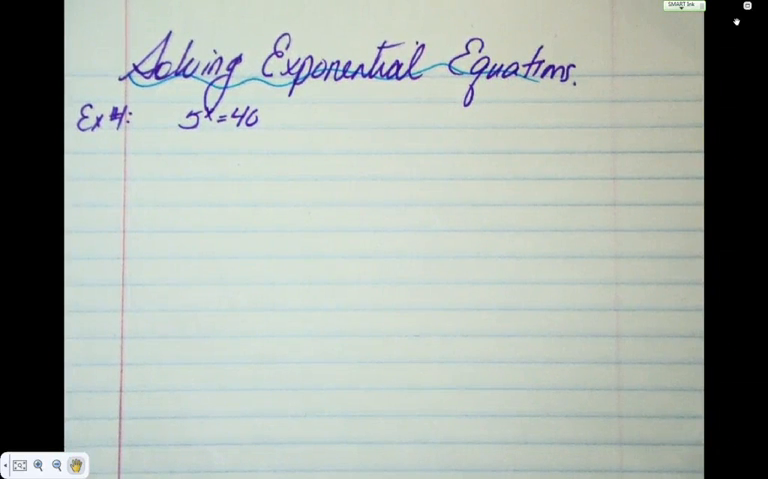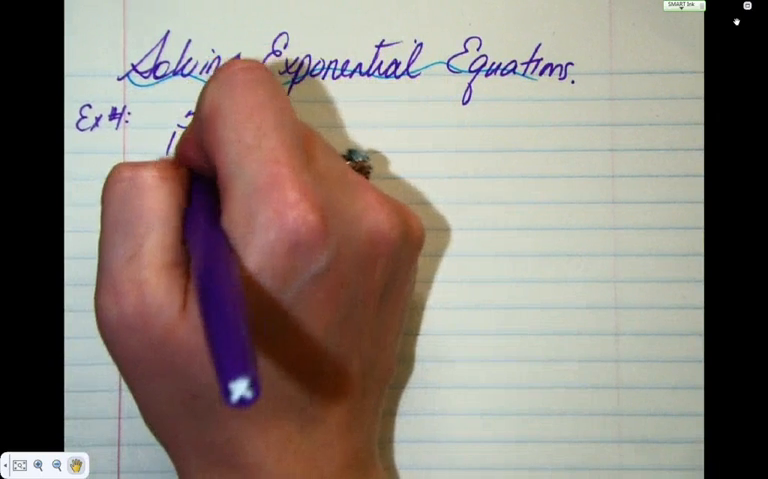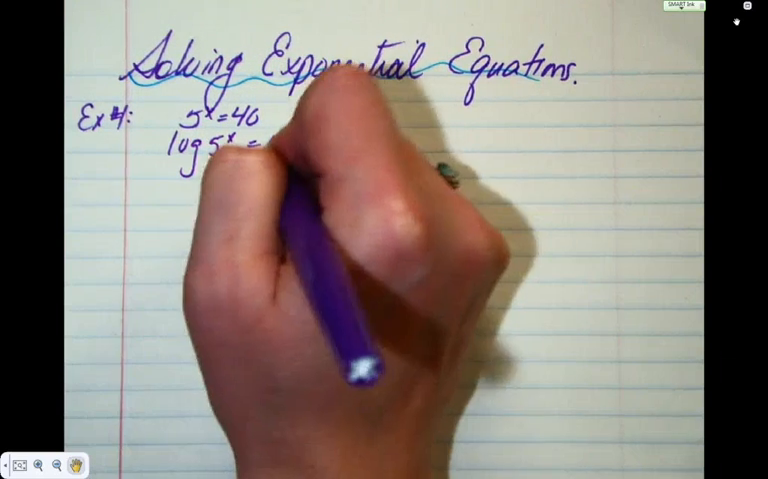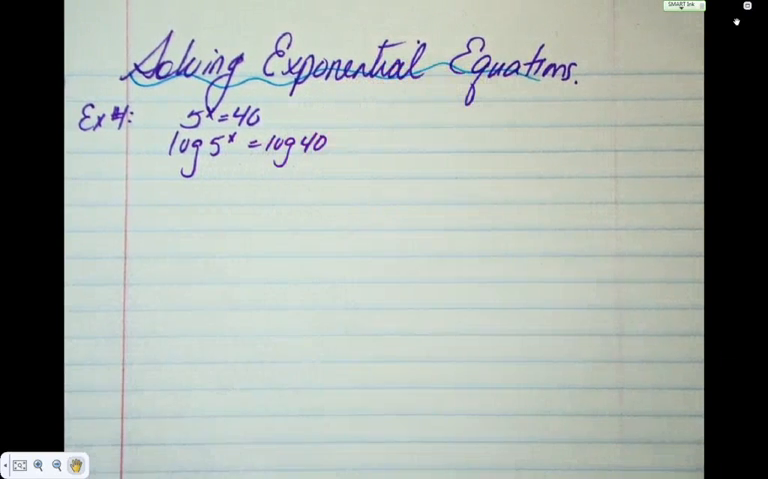So take a look. Do I need to move anything? No, x is already on the left. Step number 2, I'm going to do what's called taking a log of each side. So I can put any single base I want. I'm choosing base 10. Why? Because that's what the calculator knows. Now I need to expand using log laws.